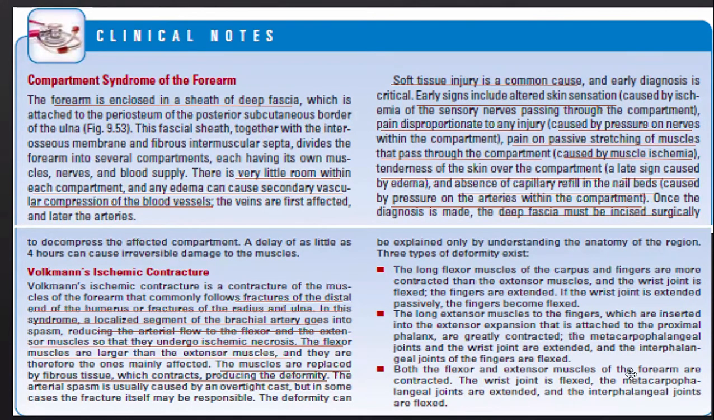Another condition, the Volkmann's ischemic contracture. This commonly follows fracture of the distal end of the humerus or fractures of the radius and ulna. In this syndrome, a localized segment of the brachial artery goes into spasm. So this is a spasm of a part of the artery, reducing the arterial flow to the flexor and extensor muscles so that they undergo ischemic necrosis. The flexor muscles are larger than the extensor muscles, so they are the more vulnerable or mainly affected. The muscles are replaced by fibrous tissue which contracts, producing the deformity.